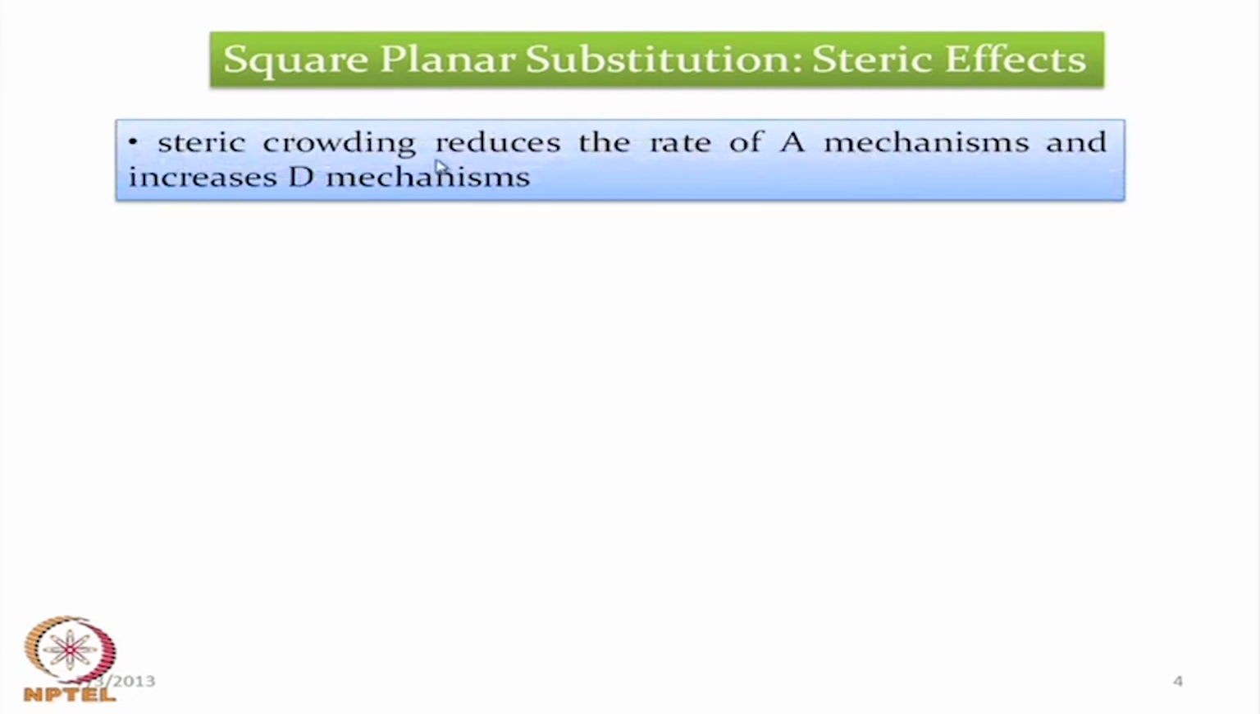So, if we have steric crowding on the metal center, the rate of the associative mechanism will be reduced and it increases for the dissociative mechanism. If there is crowding, then the rate for the associative mechanism will reduce definitely, because already the metal center is sterically crowded. So, it is very difficult to put the incoming group, the incoming ligand Y, on the metal center if it is in the square planar geometry. So, steric crowding will only favor the dissociative pathway.